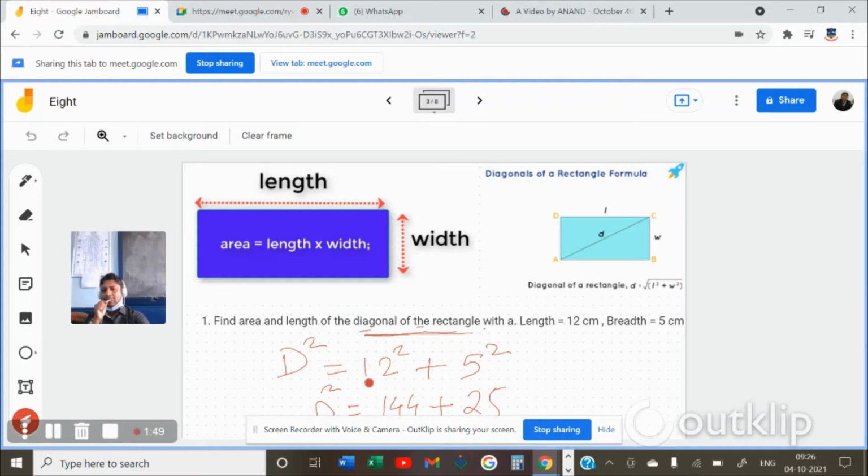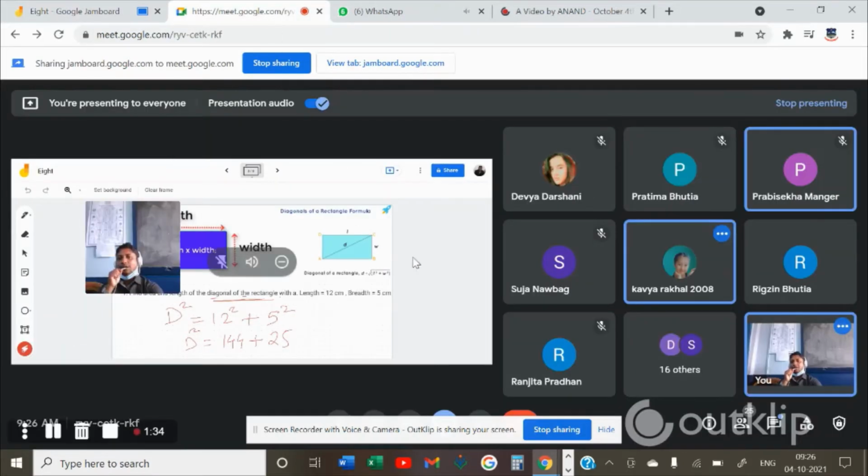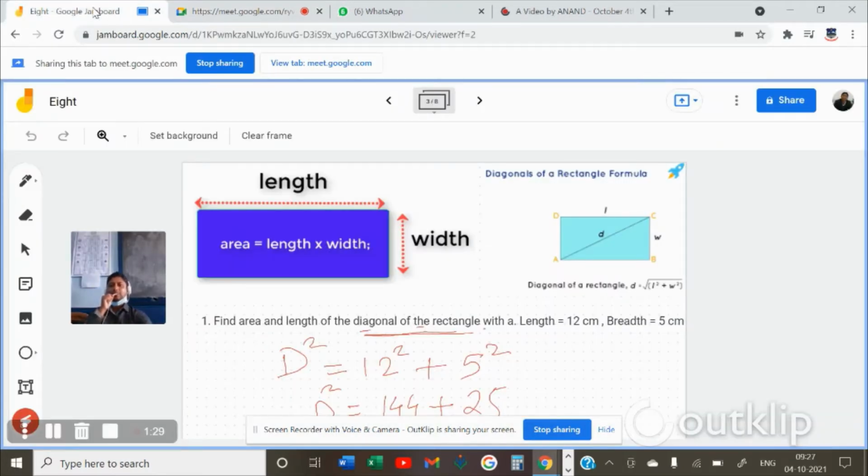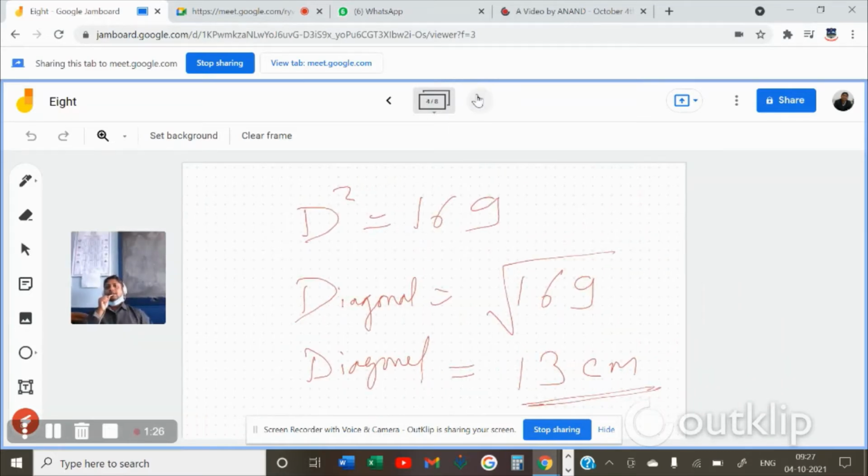So my 12 square is 12 into 12, which is 144. I have written out here 144. And my 5 square is 5 into 5, which is 25. Now you do in your rough. How much is 144 plus 25? Do it yourself. I have not done it out here. See, the next screen has already come. 169. It is d square equals to 169. Can you see here? Yeah, d square equals to 169.